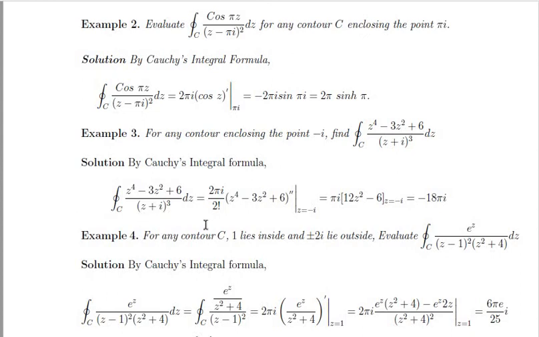Therefore, the integral is equal to, according to the result, 2πi by n factorial times the nth derivative. Here the power n plus 1 is 3, therefore n is 2, so we take the second derivative of this at the point z equal to minus i. 2 factorial is 2 and this 2 cancels, leaving πi. The second derivative of this is 12z² minus 6 at the point z equal to minus i. Its value is minus 18πi.